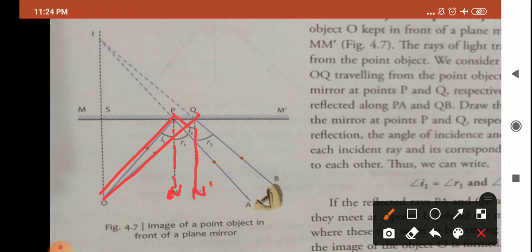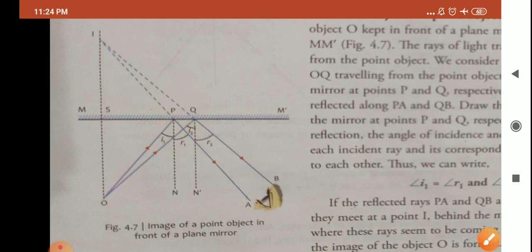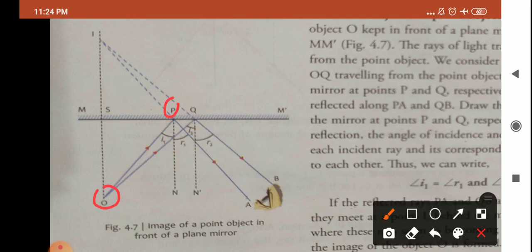Now they are going to reflect like this. Suppose OP is going to reflect like this in the form of PA, and OQ is going to reflect like this in the form of QB. Now if the incident ray OP is forming angle of incidence I1, and suppose the angle of reflection is R2, they are going to follow the laws of reflection.